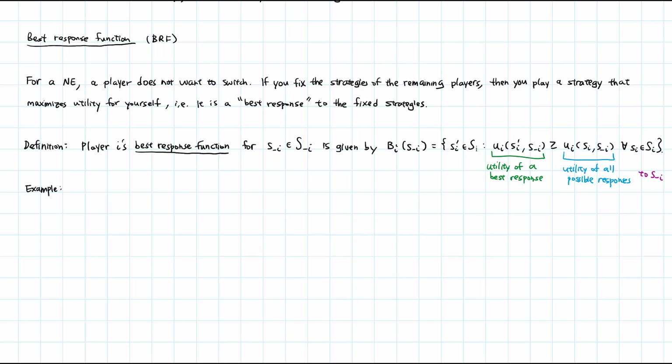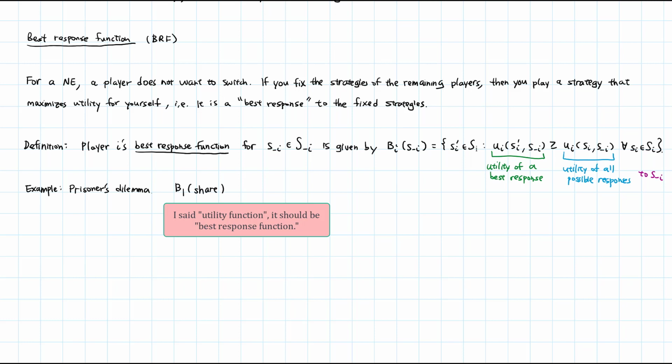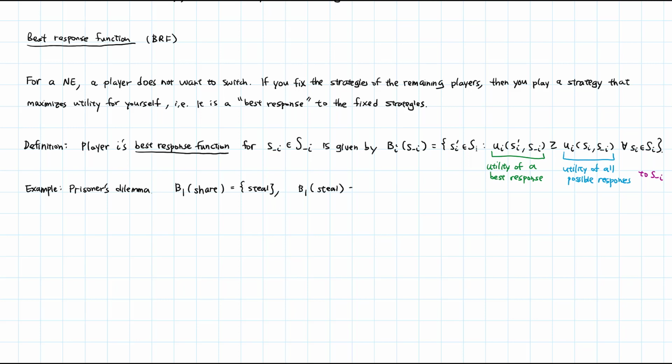For example, in Prisoner's Dilemma, the best response function B1 of share is steal. So when the second player plays share, the utility for player 1 is maximized when they play steal. Similarly, the best response function for player 1 when player 2 plays steal is also just steal.